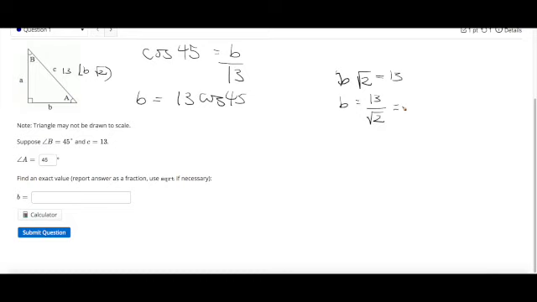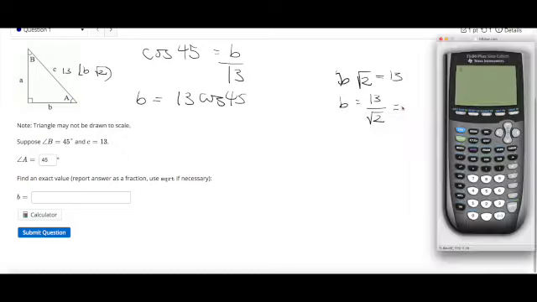So, quick pop into the calculator to do this one. Let's see. 13 divided by the square root of 2. And that'll give me 9.19. So that's going to be our answer. Oh, it wants the exact value, so it wants a square root. So it's 13 over radical 2, or 13 radical 2 over 2. Remember that too. Let's confirm that one. 13 radical 2 divided by 2, we get the exact same thing.